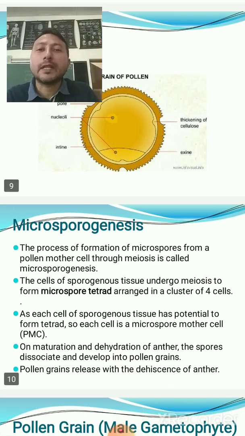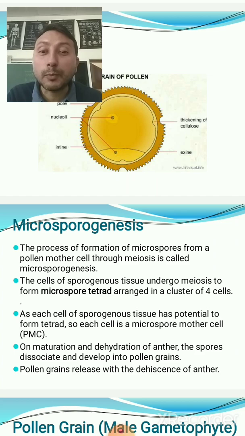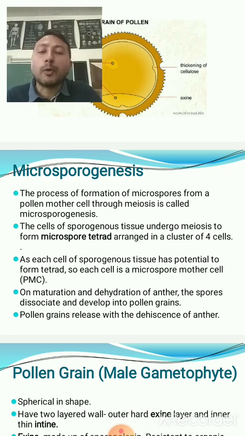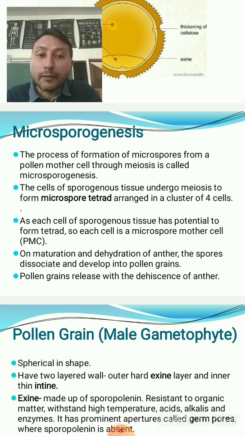Then microsporogenesis: how these pollen grains will form. The process of formation of microspores from pollen mother cells through meiosis is called microsporogenesis. The cells of the sporogenous tissue undergo meiosis to form a microspore tetrad, a cluster of 4 cells. As each cell of the sporogenous tissue has the potential to form a tetrad, each cell is a microspore mother cell, that is called a pollen mother cell. On maturation and dehydration of the anther, the spores dissociate and develop into pollen grains.